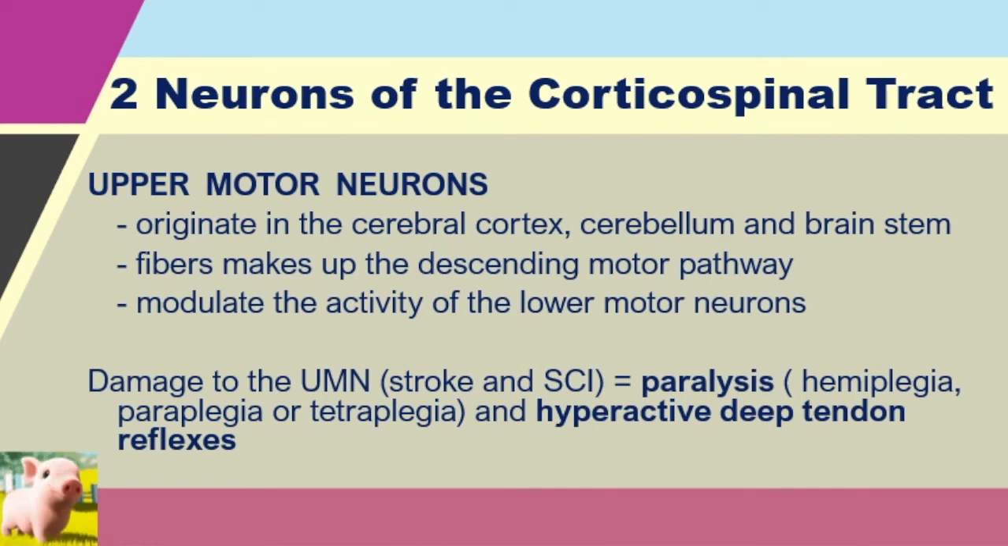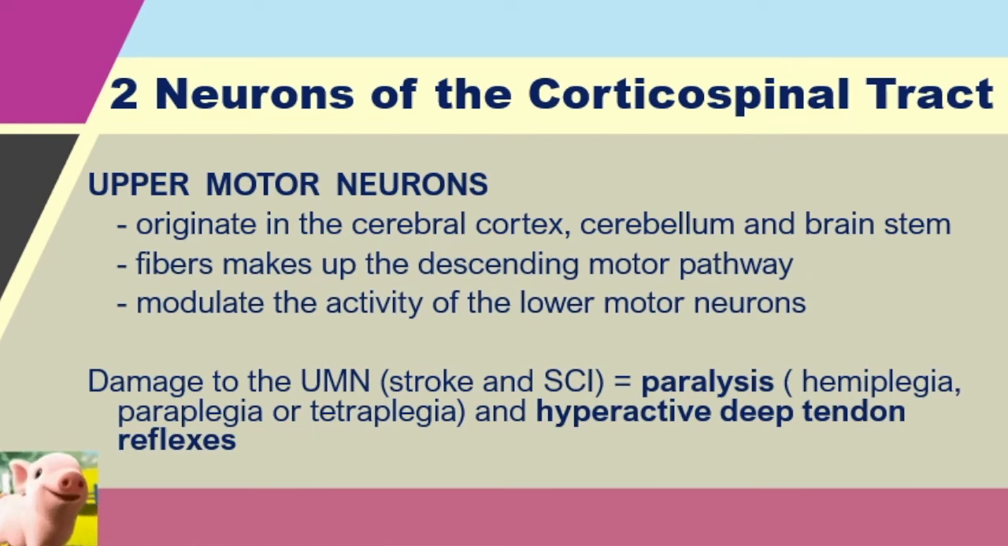So if you would look at the definition, your upper motor neurons would originate from your cerebral cortex, from your cerebellum, and then your brainstem. Okay, these are the fibers that would make up the descending motor pathway, and later on, class, they would modulate the activity of your lower motor neurons. Now, the damage on your upper motor neurons, such as in stroke and spinal cord injury, can possibly result in paralysis. Thus, your paralysis may manifest as hemiplegia. It may also manifest as paraplegia. It can also manifest as tetraplegia.